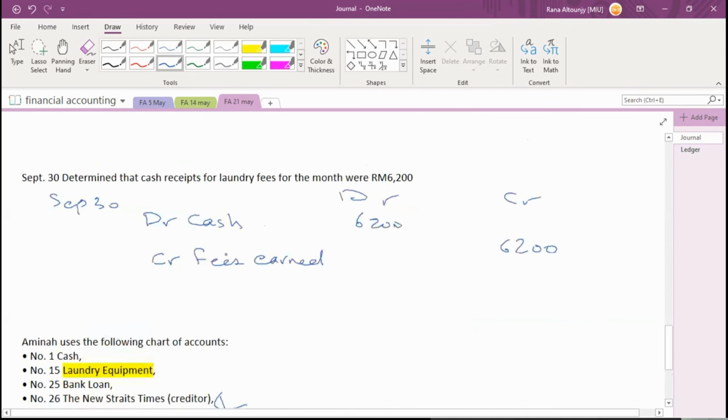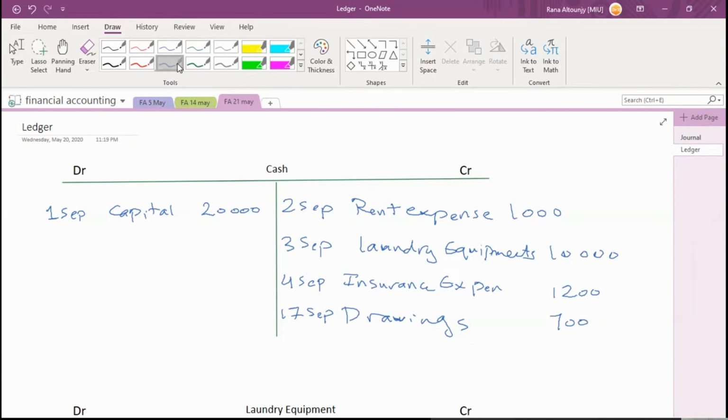We have our last transaction, which is debit cash 6,200, credit fees earned 6,200. First, let's transfer the first side, which is debit cash 6,200. We go to the debit side of the cash. We first put the date, September 30. The other side of the transaction is fees earned, so we put fees earned, and the amount is 6,200.